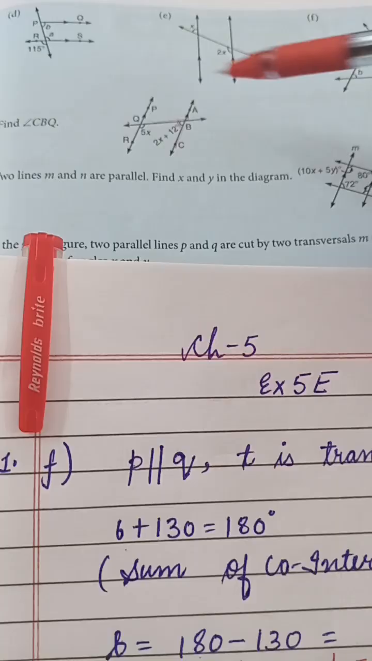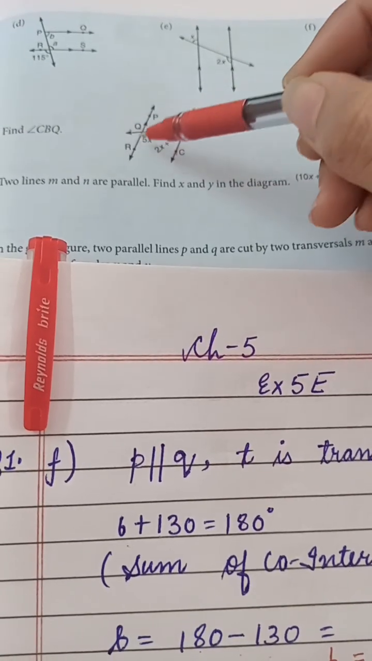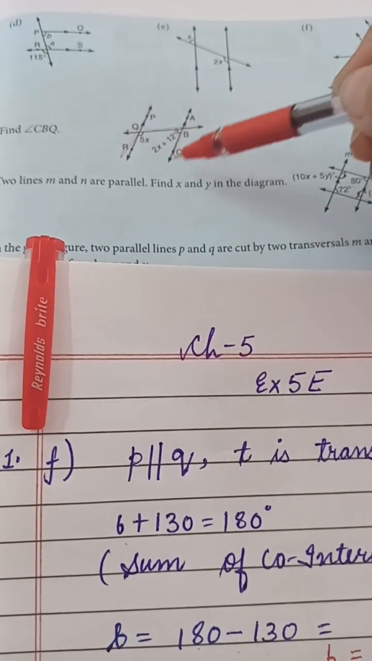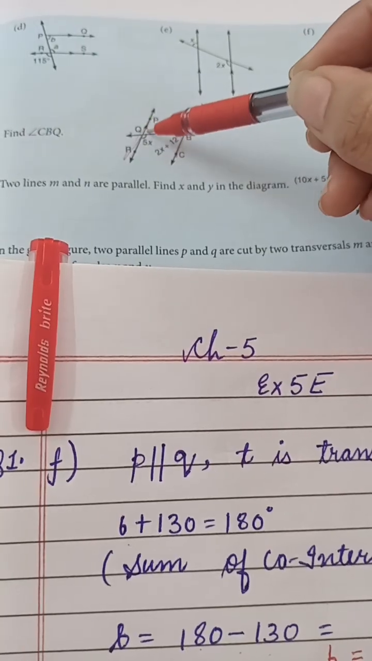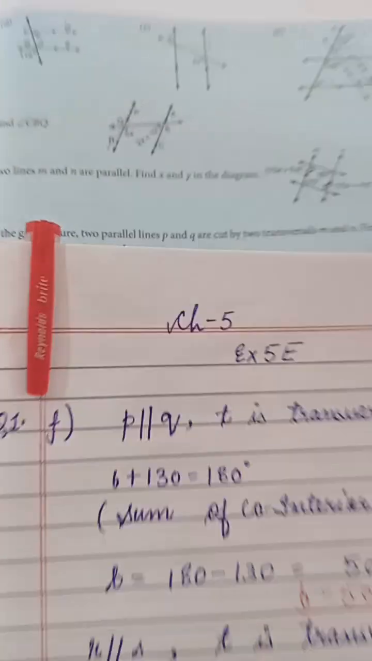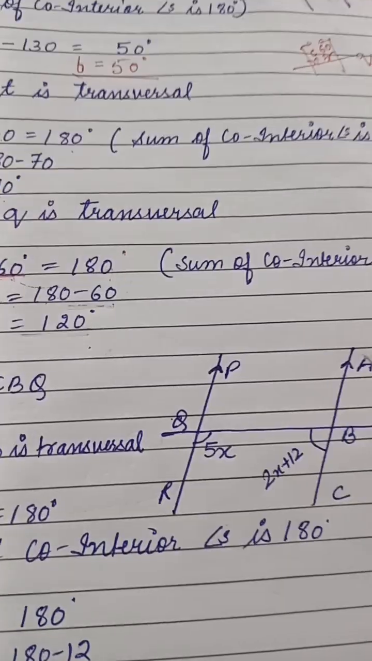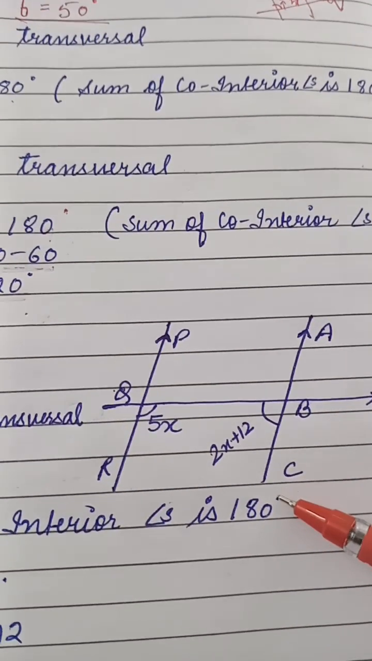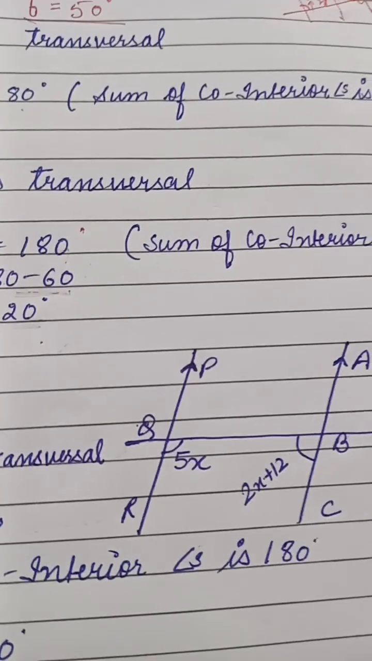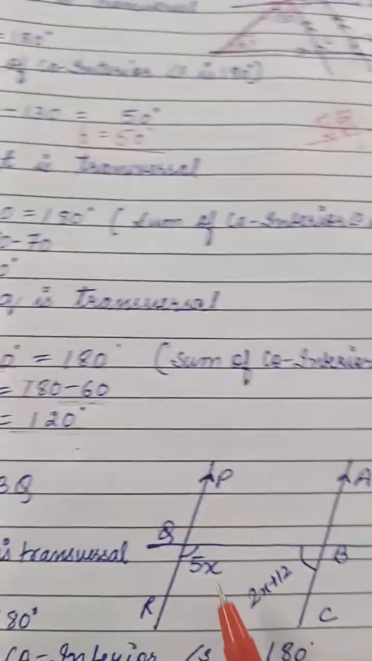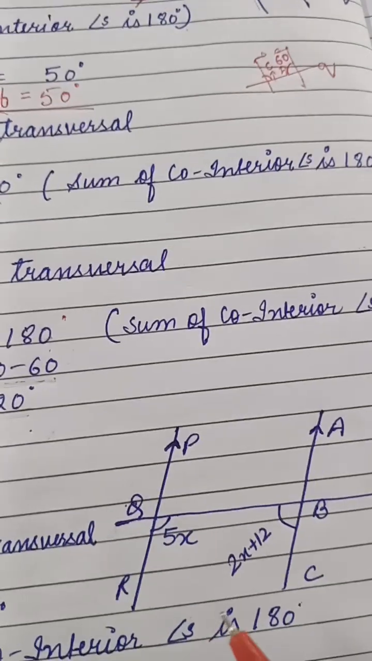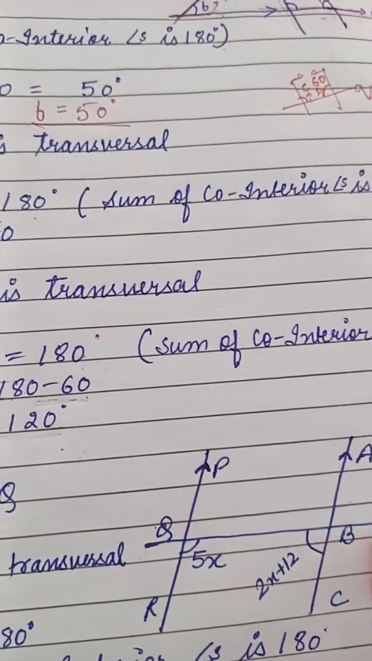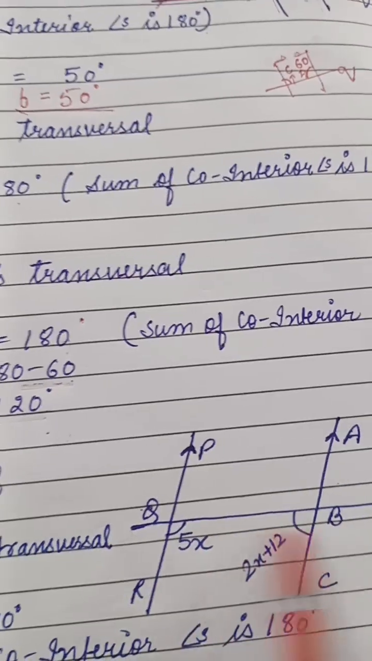PR and AC. Yes, PR and AC are parallel. Correct? Arrows are given over here. So PR is parallel to AC. Got it? Now, what is the transversal over here? There is only one transversal. QB is the transversal. These are the parallel lines and this is the transversal.